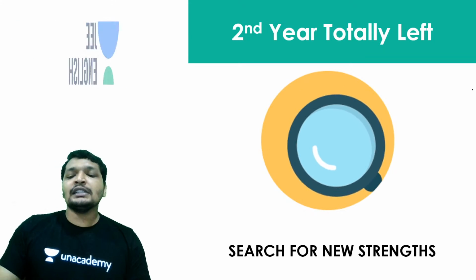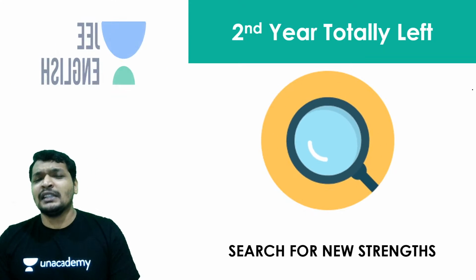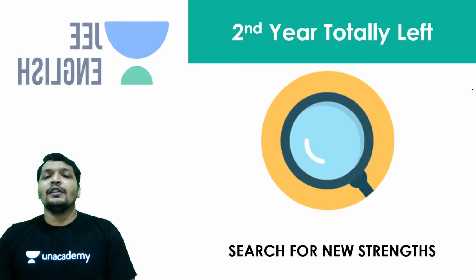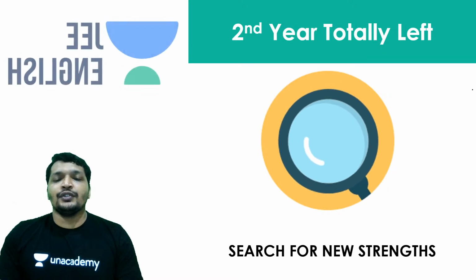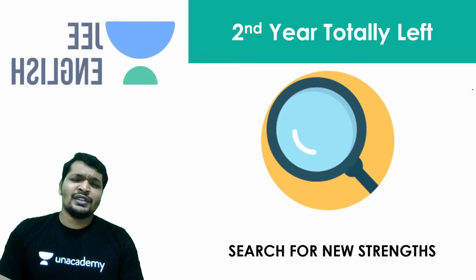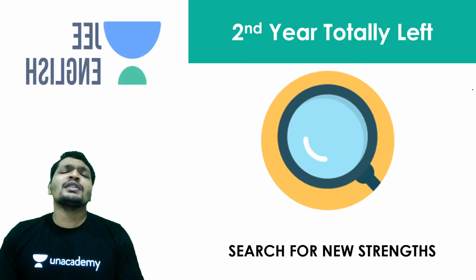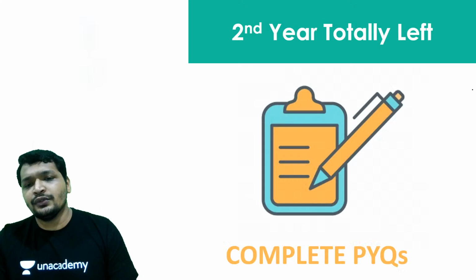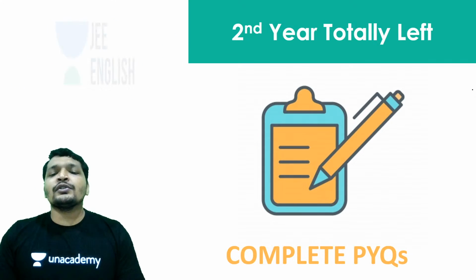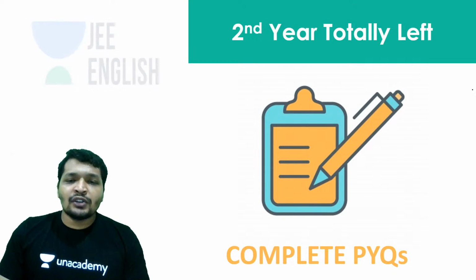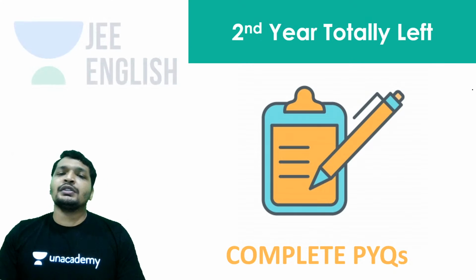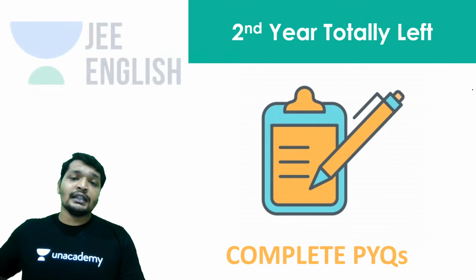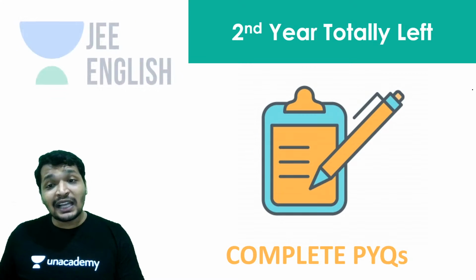Okay, this is very important. Even if 20% syllabus is left, search for your new strengths. Okay. If 50% syllabus is left, search for your new strengths. Don't leave the new strengths alone, because new strengths are strengths, right? Something is intuitively easy to you. Complete PYQs possibly. Maybe mock tests are not a thing for you right now because the entire second year is left over. You have 3 months, 90 days.